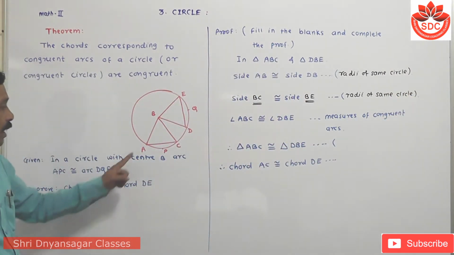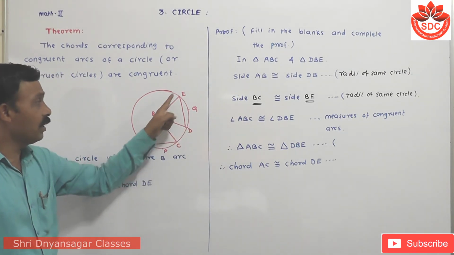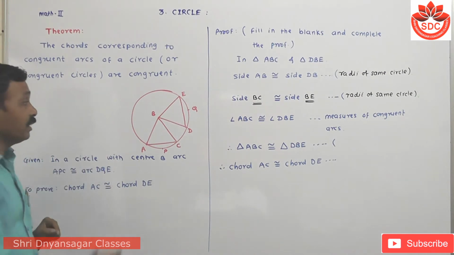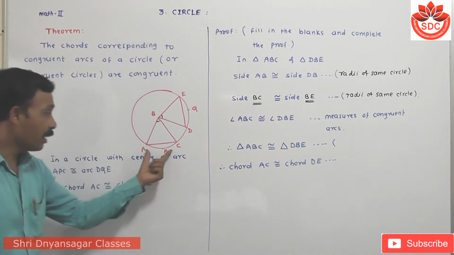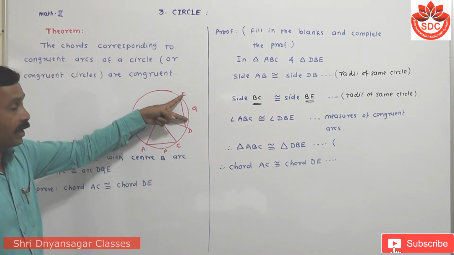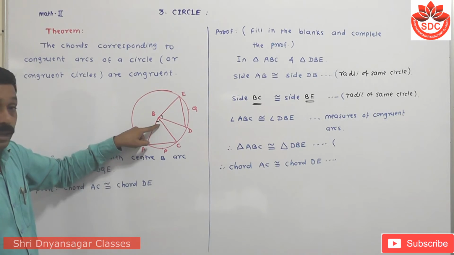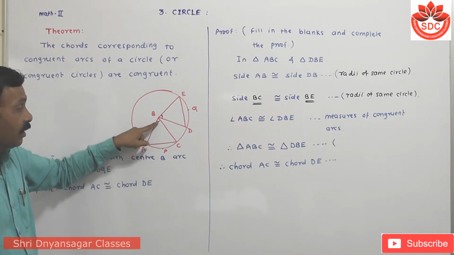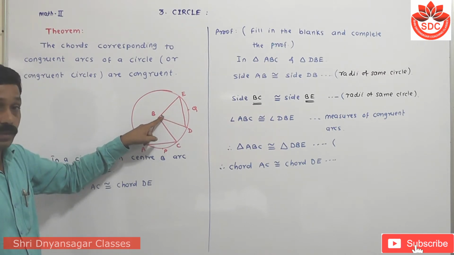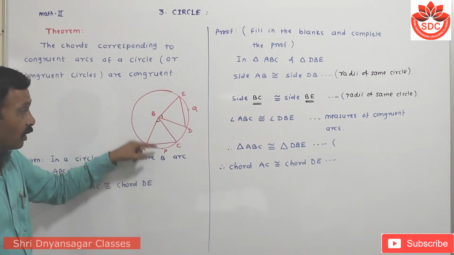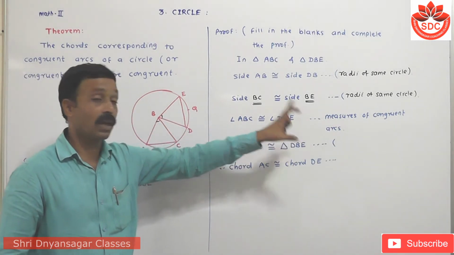Now here angle ABC is congruent with angle DBE. Now why are these two angles congruent? Look carefully. In your given, arc APC is congruent with arc DQE. Then the measure of this arc and this central angle is equal, so this angle is also equal to this arc, and these two arcs are congruent, so these two angles are also congruent. The reason is measure of congruent arcs.